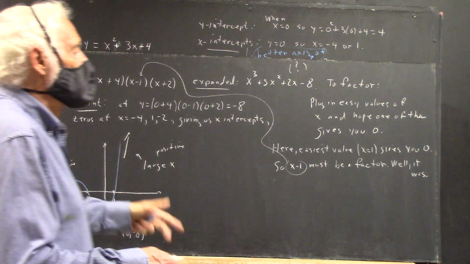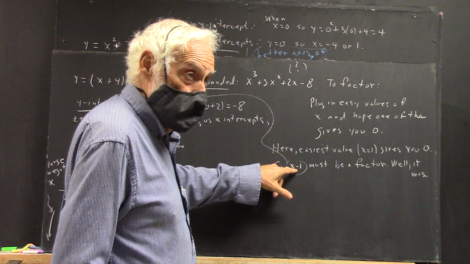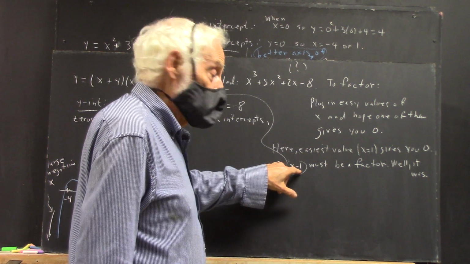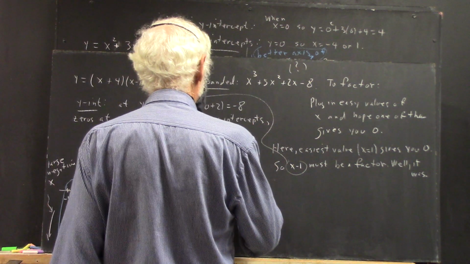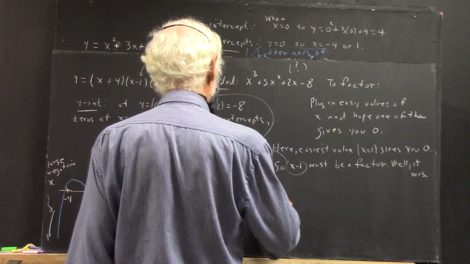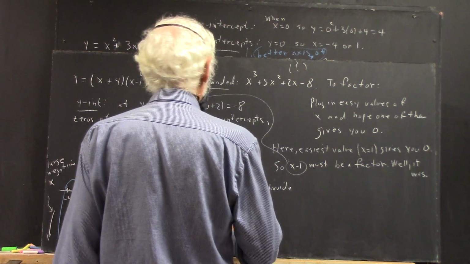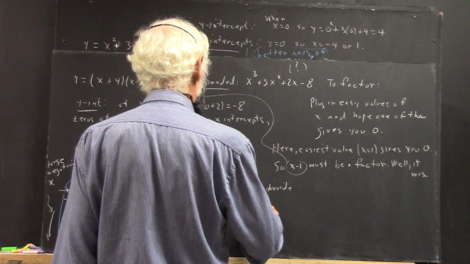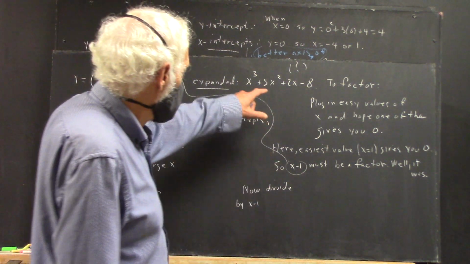Now, you don't want to keep plugging in numbers, though. Actually, in this case, you plugged in 1 and found out that it gives you 0. So x minus 1 has to be a factor. So now, I'm going to say divide by x minus 1. Now divide what? You divide the polynomial.